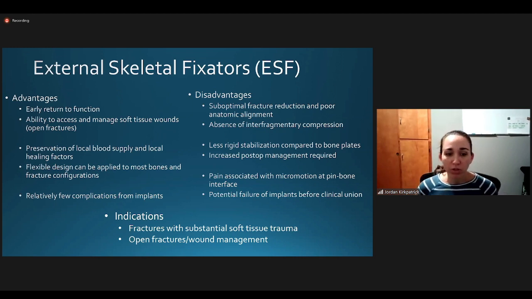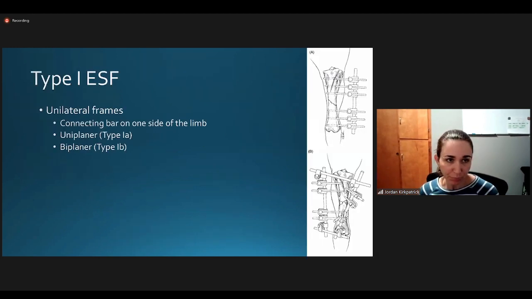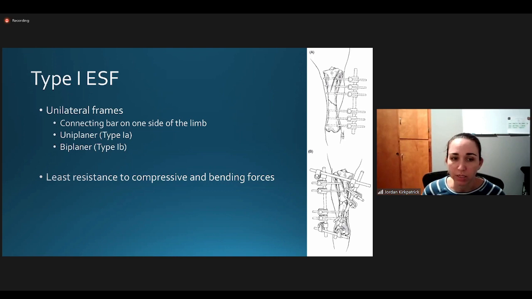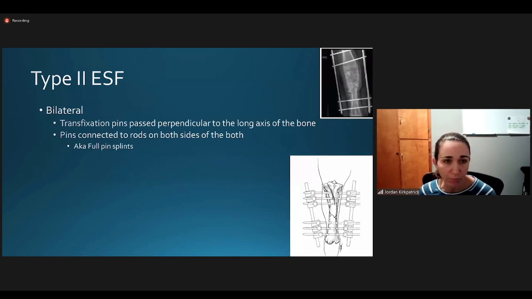So when do we use these? Fractures that have a lot of soft tissue trauma, or fractures that are open or require wound management. So there's 3 different types. Type 1 is a unilateral, so there's just one bar. So it's on one kind of plane of the bone. So this is a type 1A and a type 1B, but they're unilateral frames. There's less resistance to compressive and bending forces with these because they don't help with multiple forces along the bone.